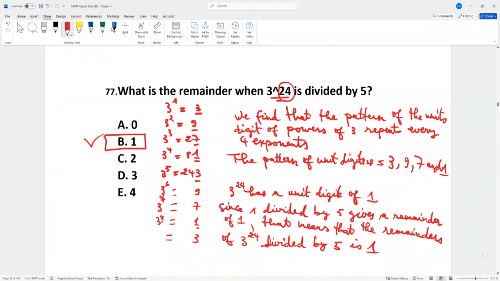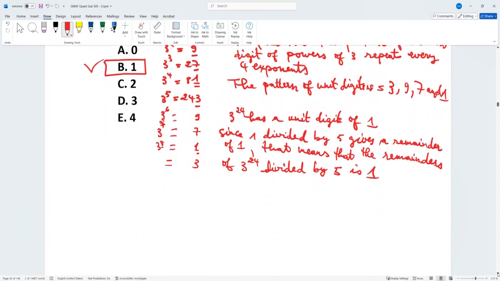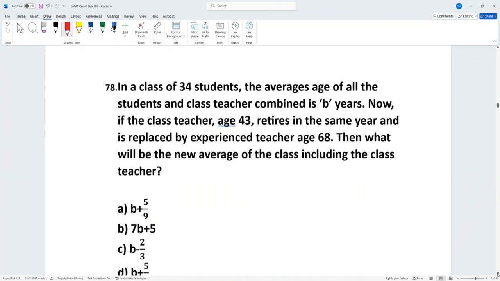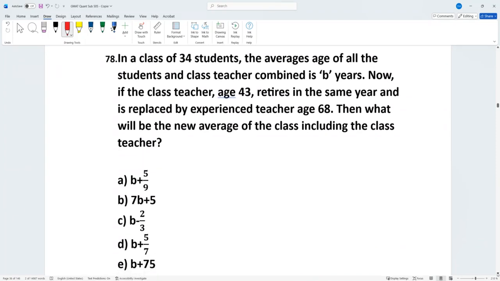So let's go to the next question, which is question number 78. What does it say here? In a class of 34 students, the average age of all the students and class teacher combined is B years. Now, if the class teacher, age 43, retires in the same year and is replaced by an experienced teacher age 68, then what will be the new average of the class, including the class teacher?